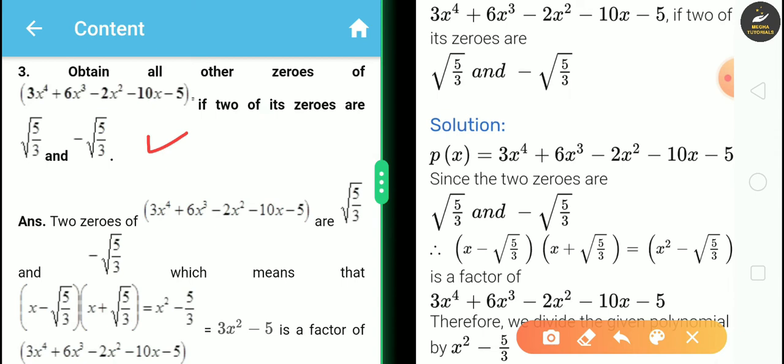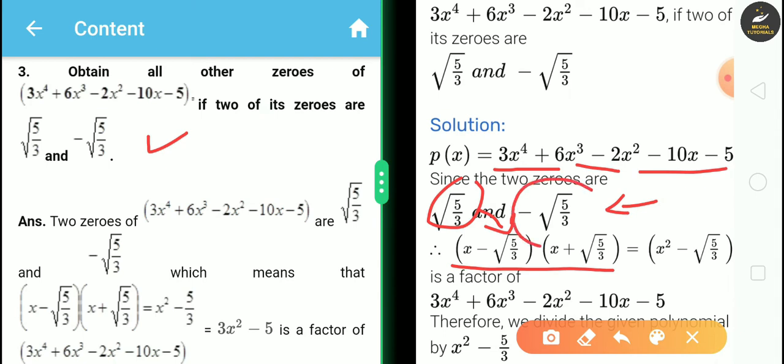So p of x, that is dividend, is 3x raised to 4 plus 6x cube minus 2x square minus 10x minus 5, and zeros are root 5 upon 3 and minus root 5 upon 3. So with the help of these roots we have to prepare one polynomial. So to get a polynomial, process is, you have to consider these two brackets, x minus root 5 upon 3, x plus root 5 upon 3. This is positive root, therefore we have to consider x minus root 5 upon 3. This is negative root, therefore we have to consider x plus root 5 upon 3.